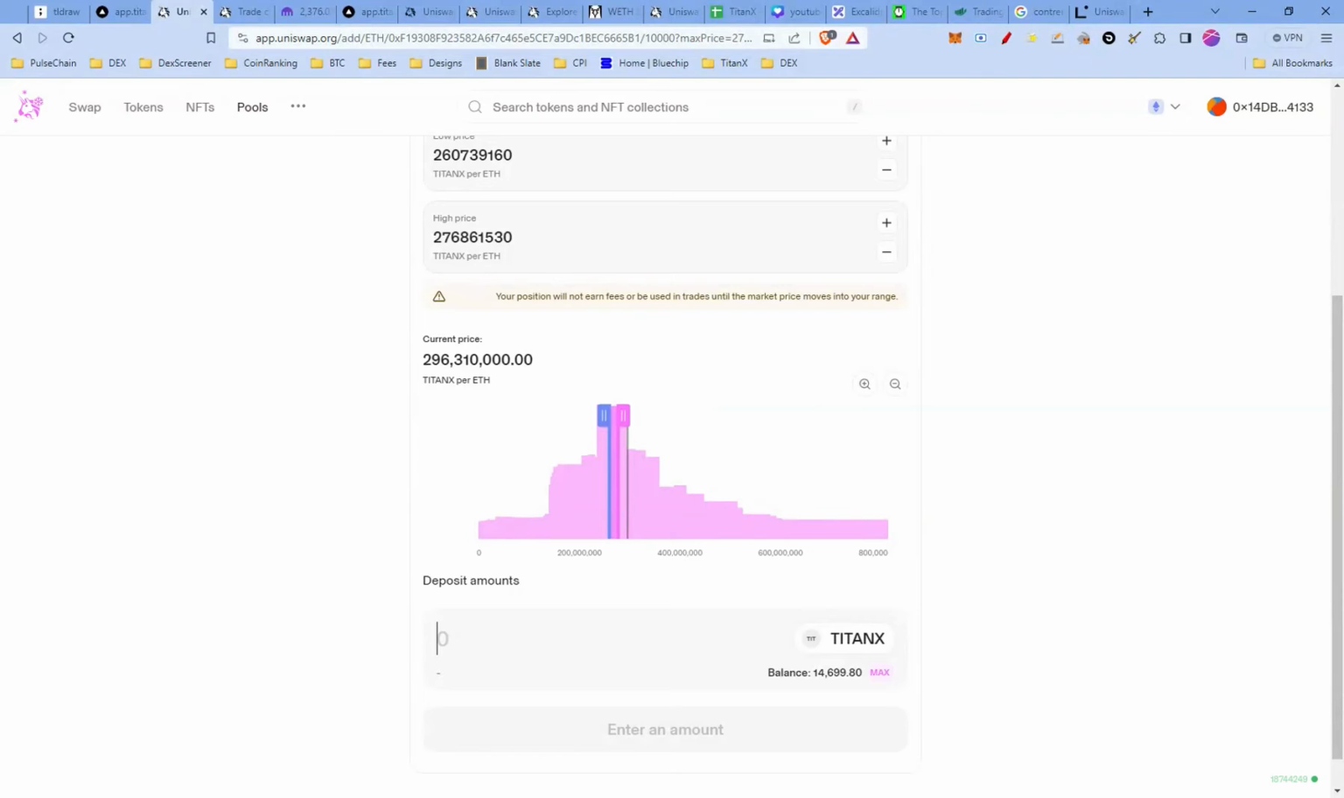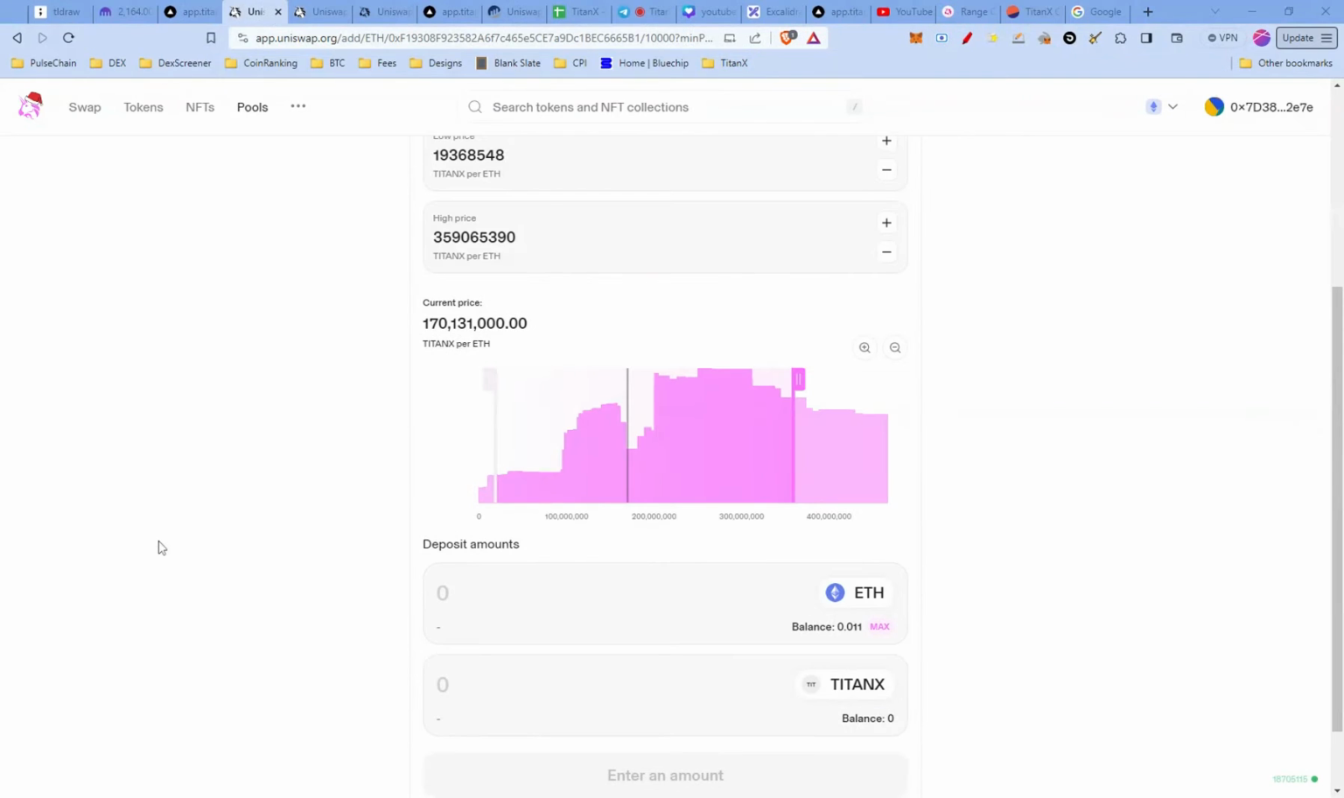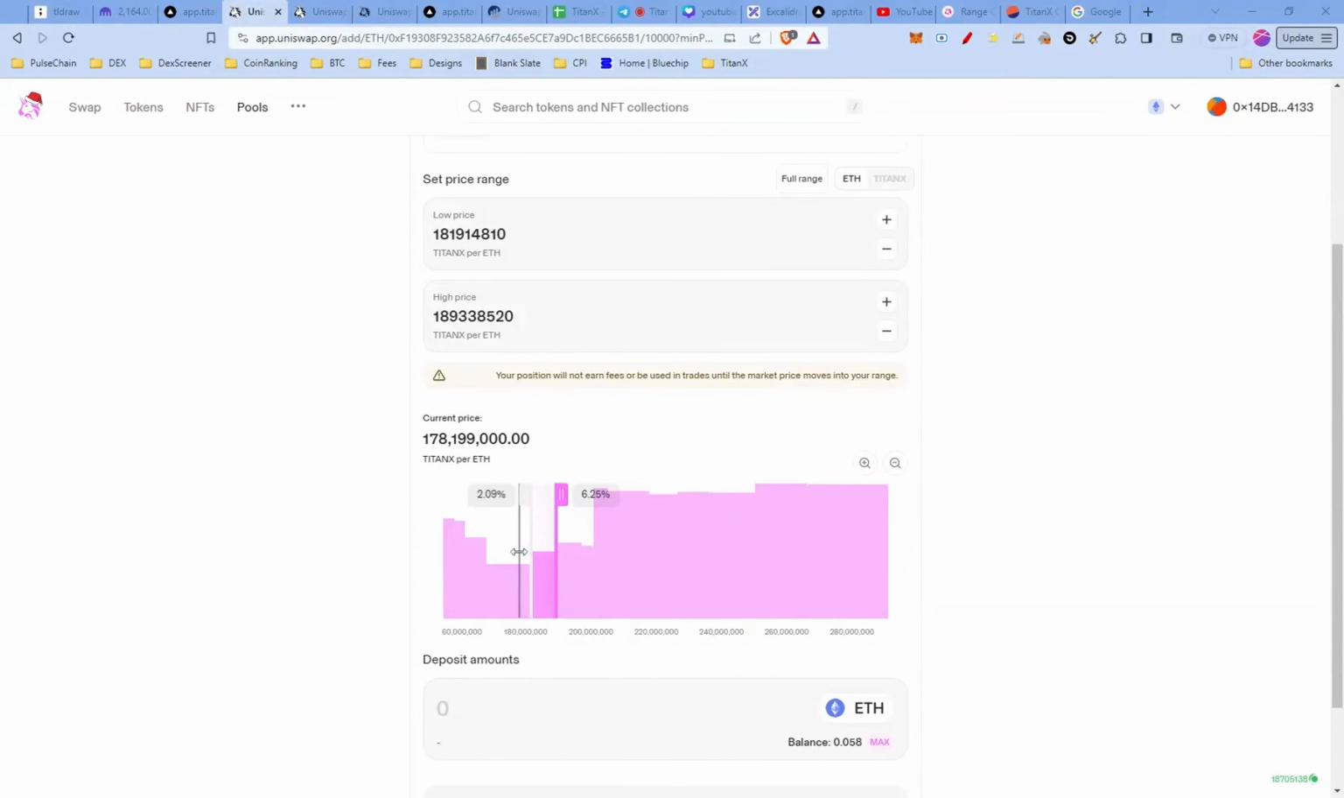This acts as a limit order, although it is actually a range order. Let's go through the example. You have ETH and you want to buy TitanX. So the black line is the current price and we're going to have to move as near as possible to the black line.